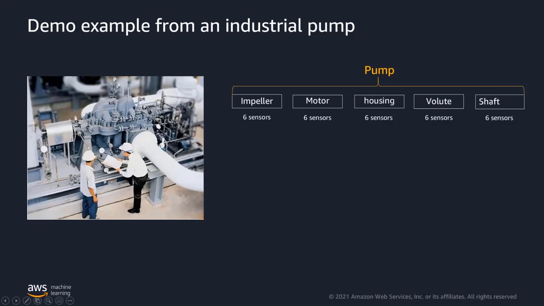So this specific pump is a pump with 5 different components to it. We have an impeller, a motor, a housing, a volute, and a shaft, and each one of these has 6 specific sensors on it. They're just labeled sensor 1, 2, 3, 4, 5, all the way up until 30.